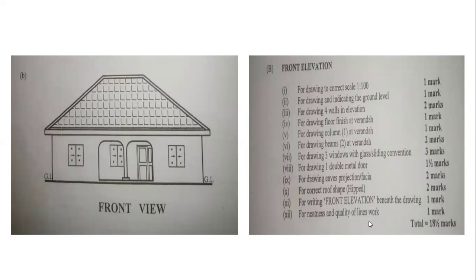Then for neatness and quality of line work, 1 mark. So the total marks awarded to this is 18.5 marks. Make sure you put the right thing. As we are told here, for neatness and quality of lines, the work should be neat. And then all the parts that need to be visible, make sure you produce them and make them visible. That will enable you to have the possible maximum marks in this work.